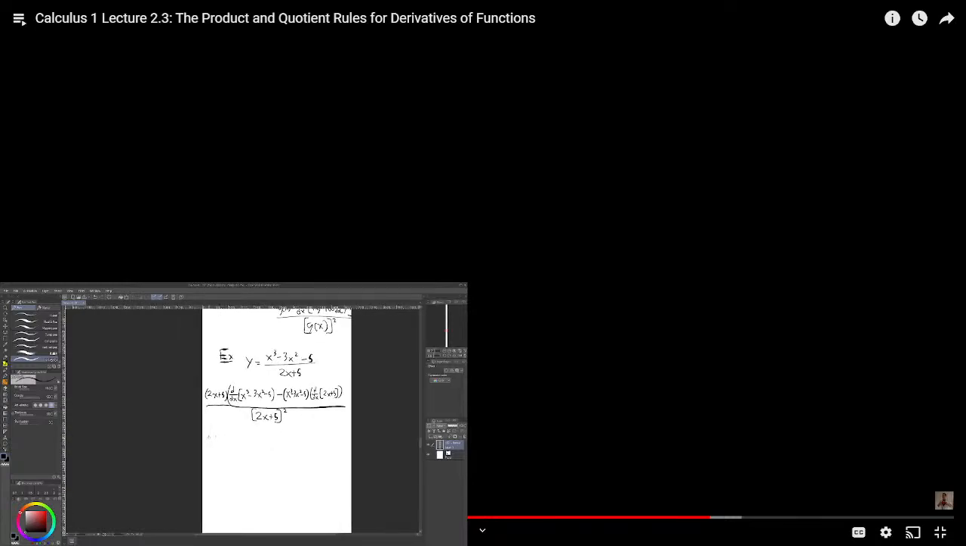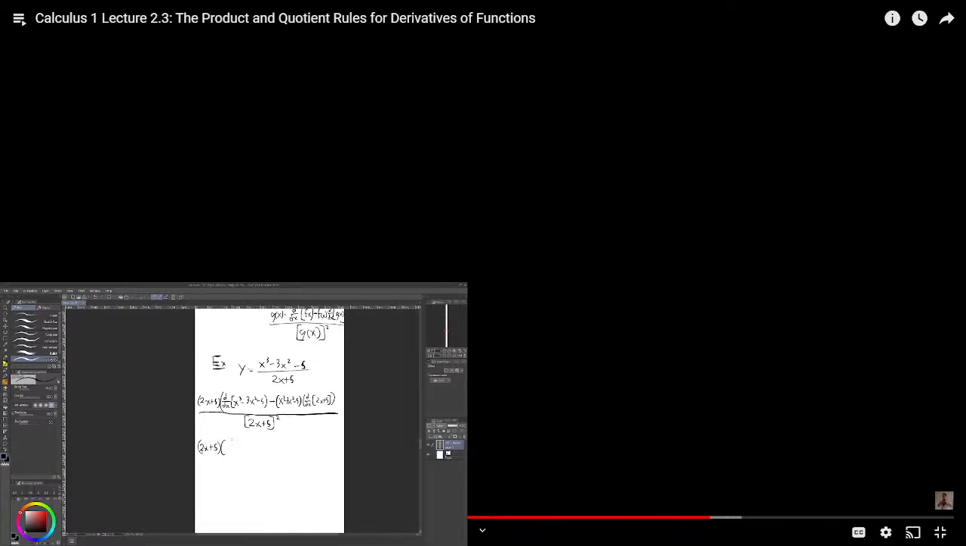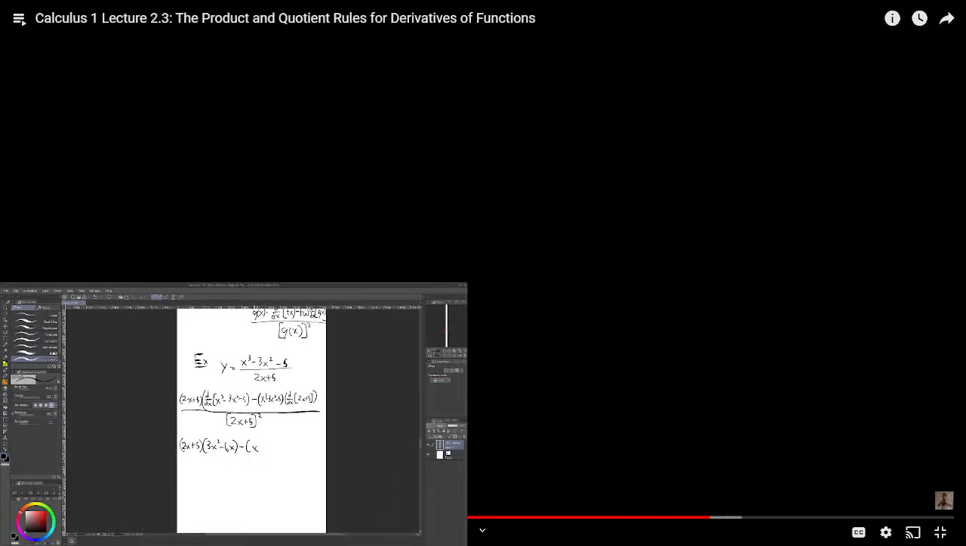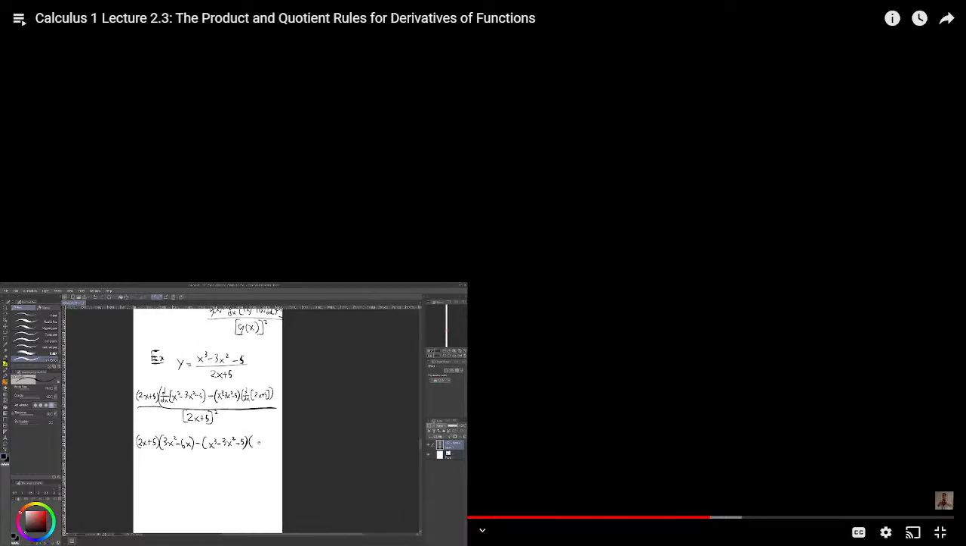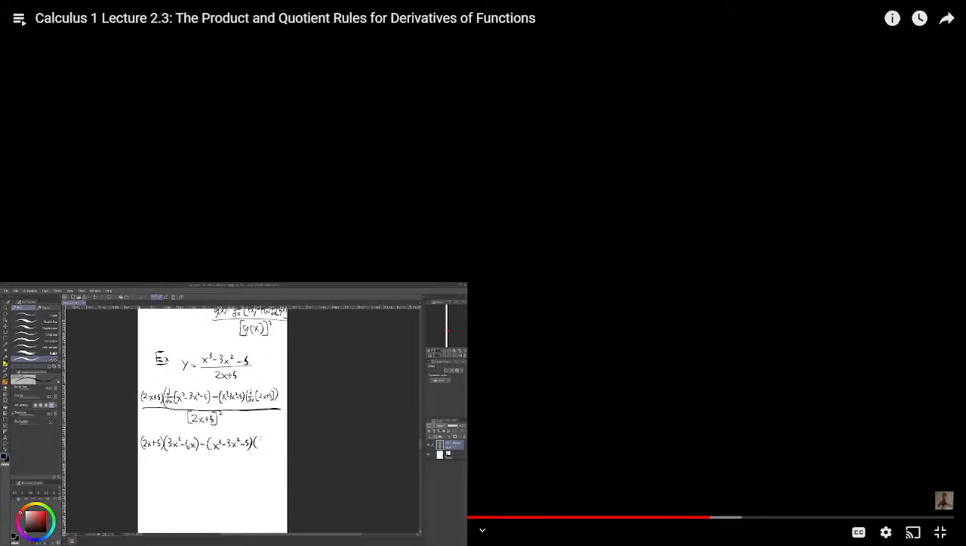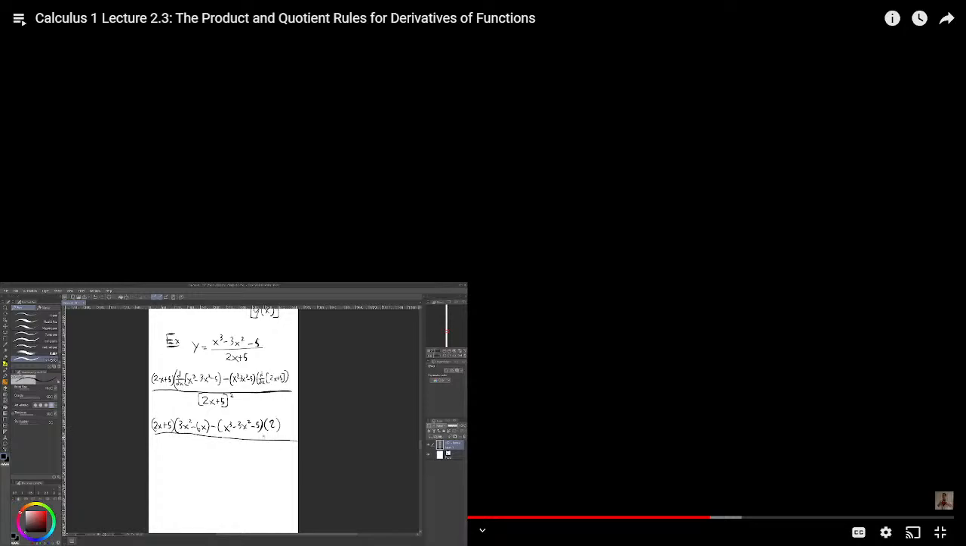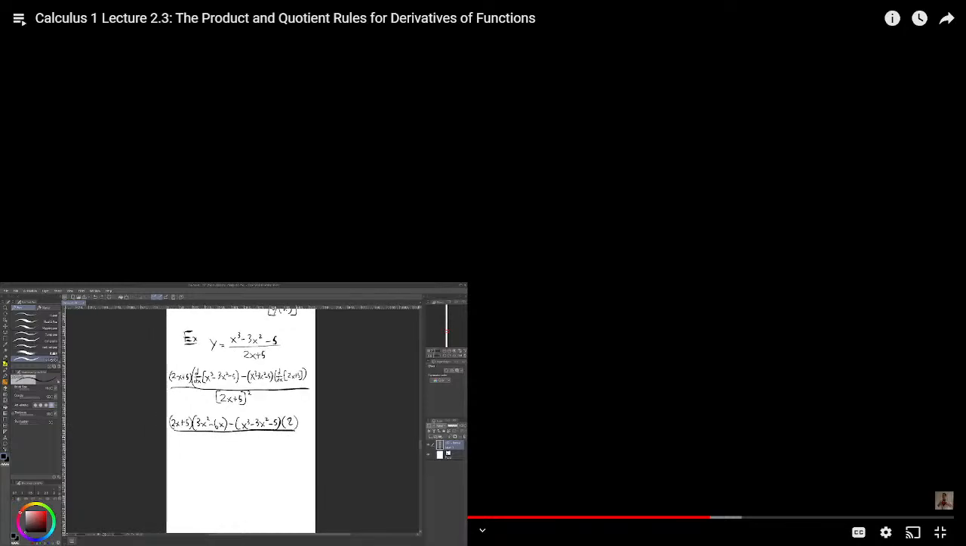Okay. 2x plus 5 stays the same. For this, we got 3x squared minus 6x, and that's it. Minus stays the same. For this, we've got just 2. And this at the bottom.